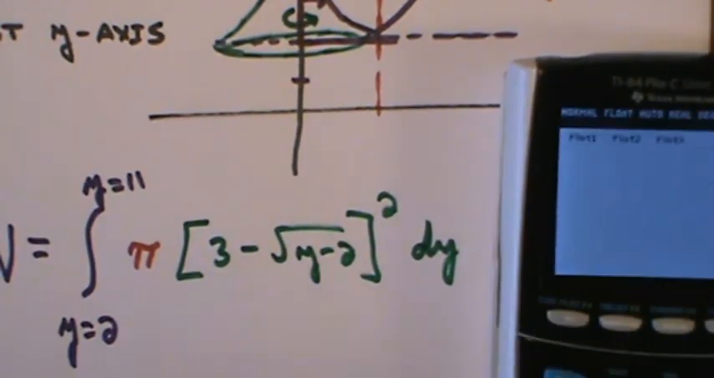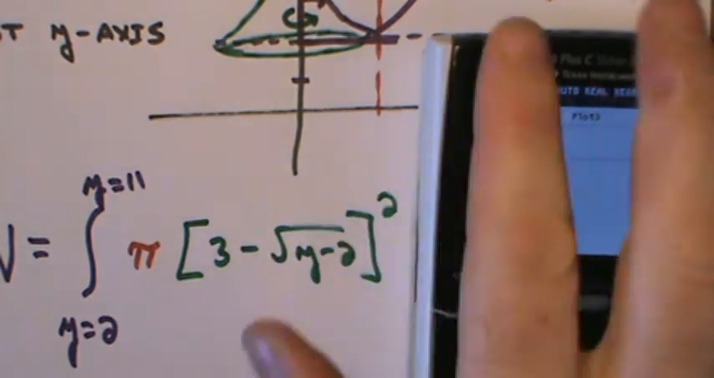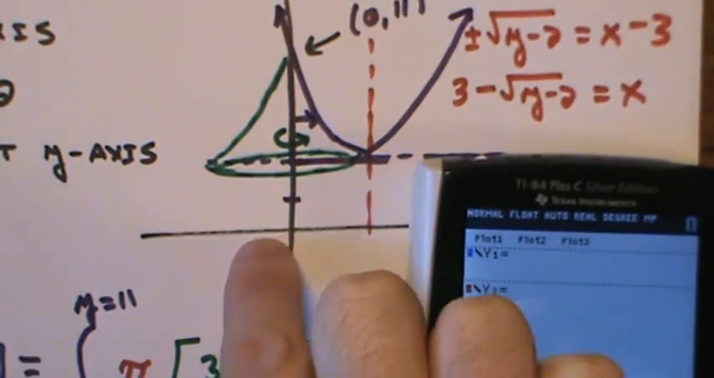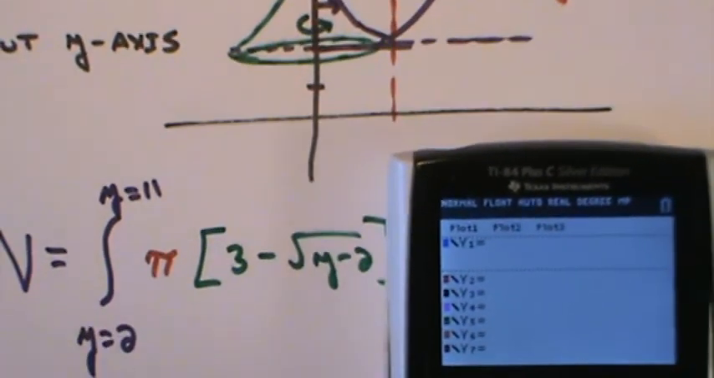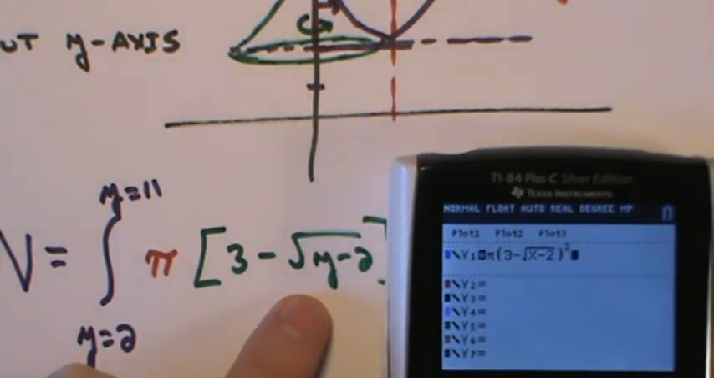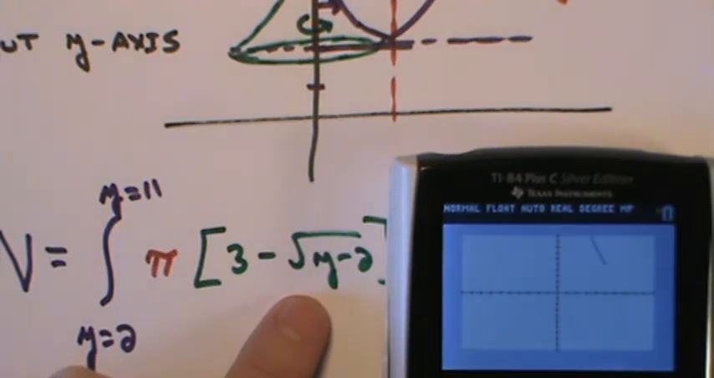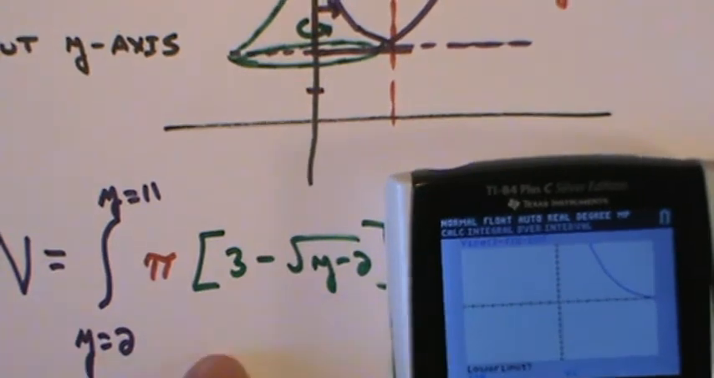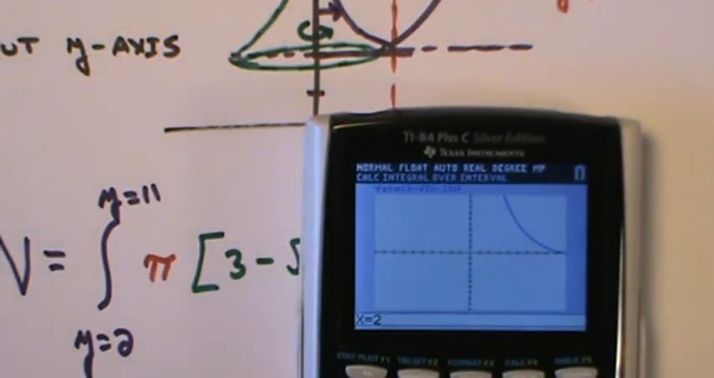remember, it's just going to be a representation of the volume, but it's not going to look anything like this picture. And in fact, the volume is going to be done off the x-axis because I can't put y values in here. So I'll say pi times (3 minus the square root of y minus 2, which has to be x minus 2). And then I can get out of all of that function, and I'm going to square the whole thing. Then I can do my second calc, go to option 7, and I need this to go from 2 to 11.